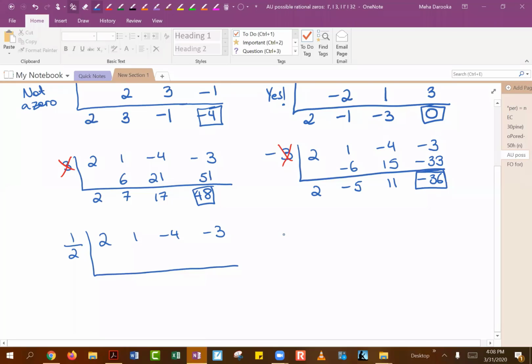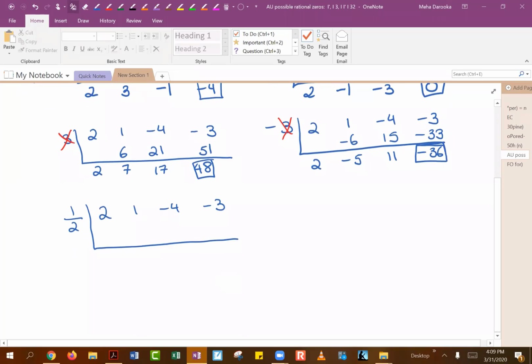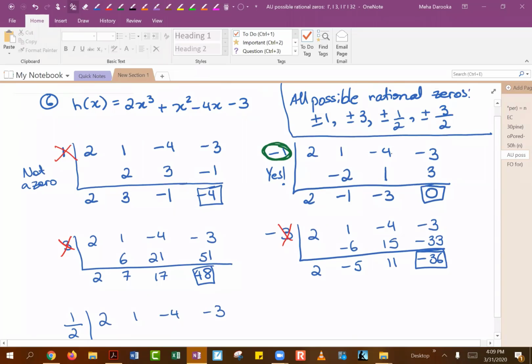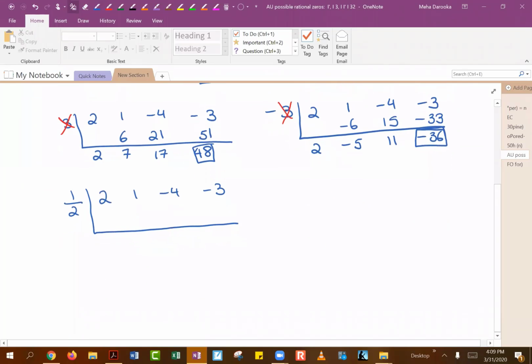Okay, so I actually went ahead and did the positive and the negative 3, and you will notice that both positive and negative 3 did not give us any 0, so those were canceled out. Now I actually wanted to show you, just in case you are confused, how these fractional numbers would work when you're doing synthetic division. So I wanted to talk to you about this one.